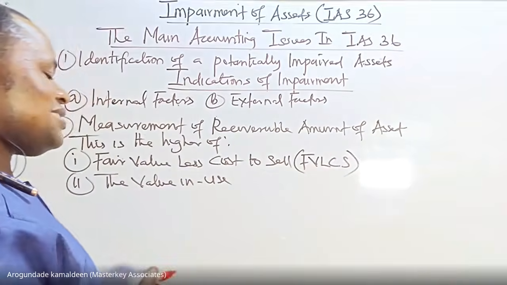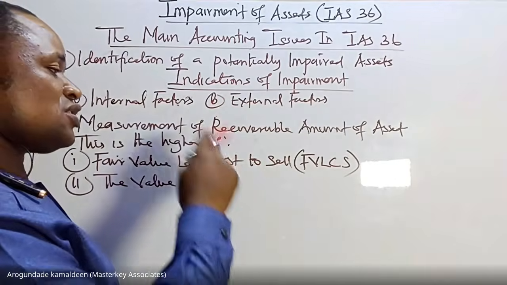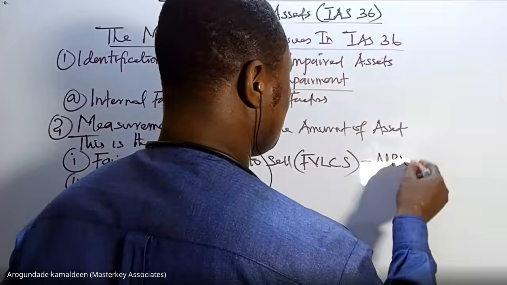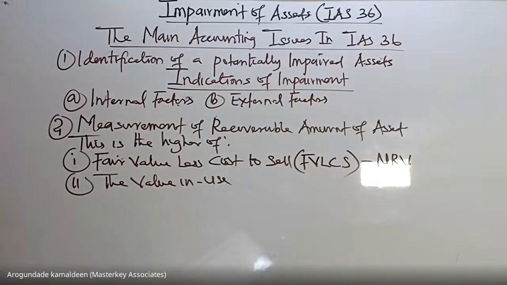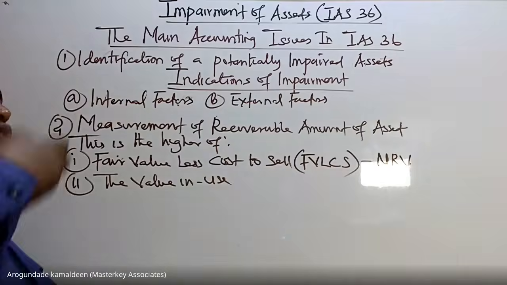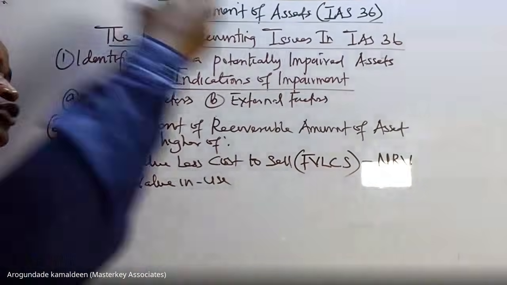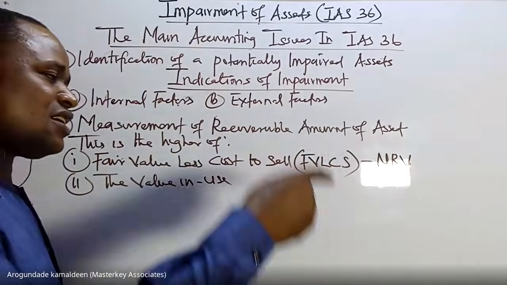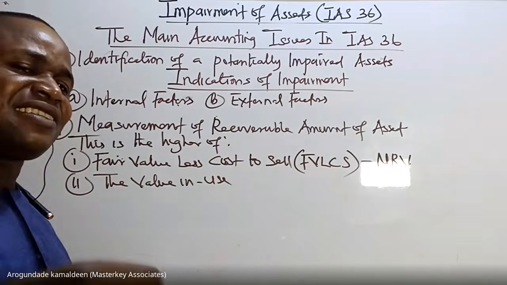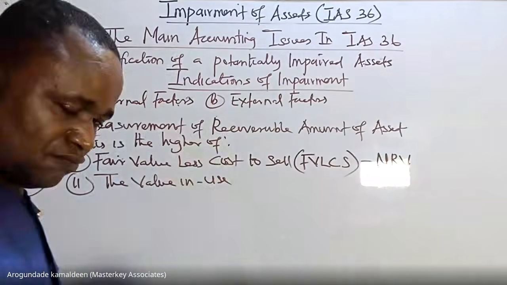Do you know that this fair value less cost to sell is also called the net realizable value? Now, the fair value is the amount I am going to receive from the market when I sell the asset, minus any associated disposal cost.